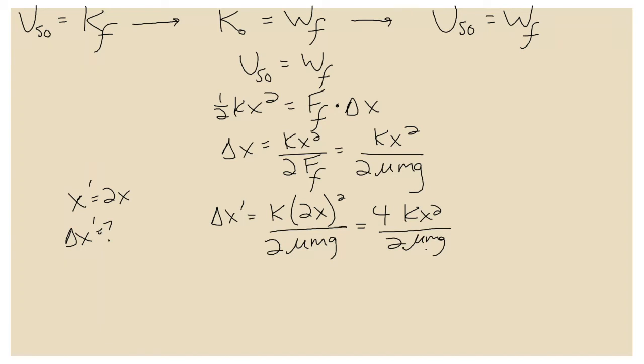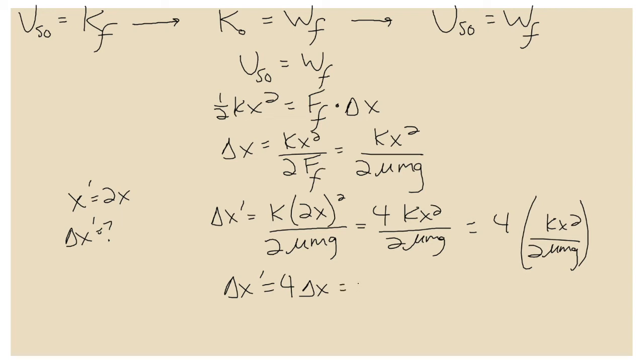Now the question is, do you combine that with the 2 or not? You don't. That's in the original equation. So we have 4 times kx squared over 2 mu m g. And realize the 2 is in the original equation. So what this shows is delta x prime, the new stopping distance, is 4 times delta x. And what that shows, because the original delta x was 3D, is that the new stopping distance is 12d.